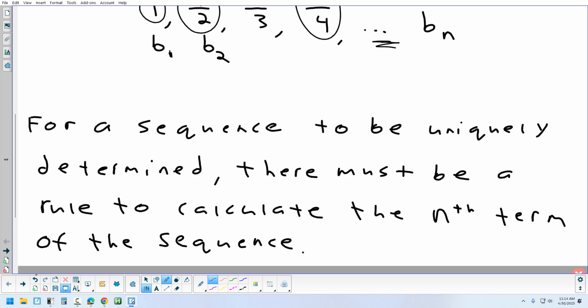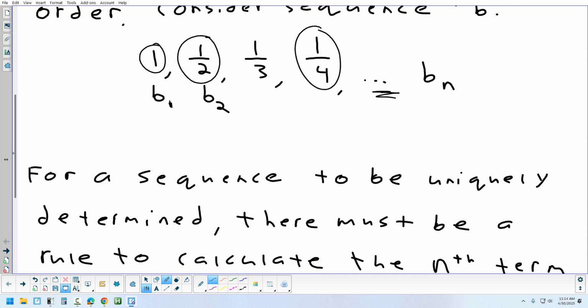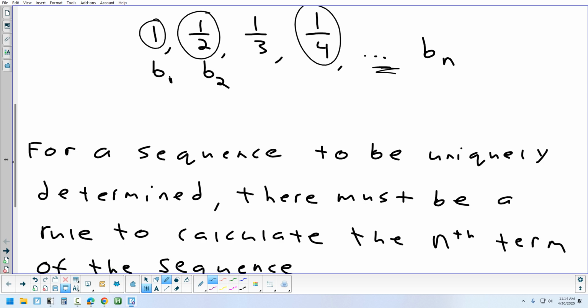And generally, for a particular sequence, like sequence B, there is one rule that will give you that formula. Well, technically there's 2. We're going to talk about explicit versus recursive. But if we're talking about explicit, there is one rule that would give you that formula.